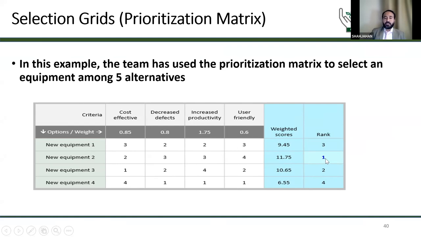So this is now scientifically proved that new equipment 2 is better, because it is user-friendly, and on user-friendly this machine got 4 points, and increased productivity received 3 points, and decreased defect received 3 points, and cost-effective also. So we use this chart when we need a scientific decision.